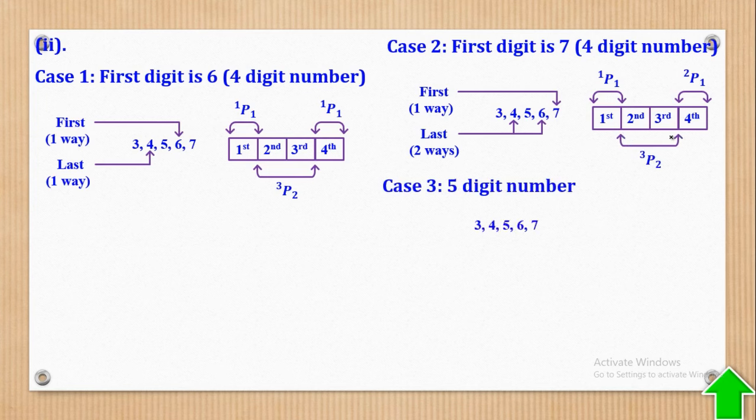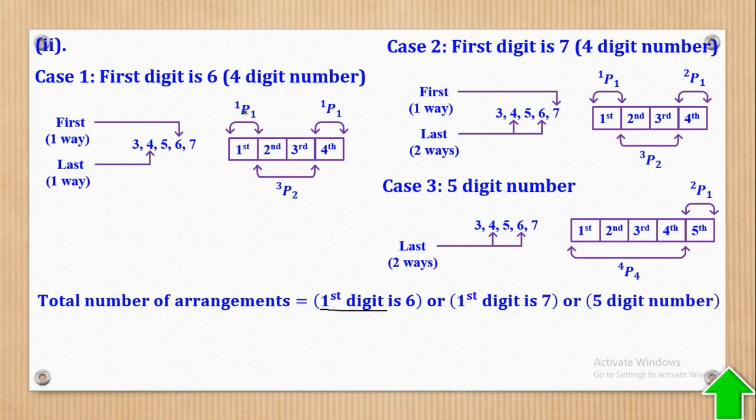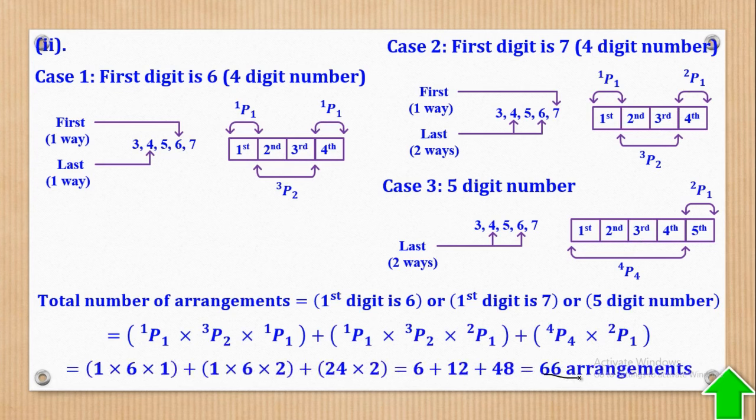For the 5-digit number, we are only interested in the last position. For the last position, there are two ways, so we fill the spaces: it will be 2 permutation 1, and these ones will now be 4 permutation 4. Therefore, the total number of arrangements will be: when the first digit is 6, this times this times this; when the first digit is 7, this times this times this; and for the 5-digit number, this times that. So when I fill in, I'll come up with that. Then use the calculator, and you'll be able to come up with the number of arrangements which they want.